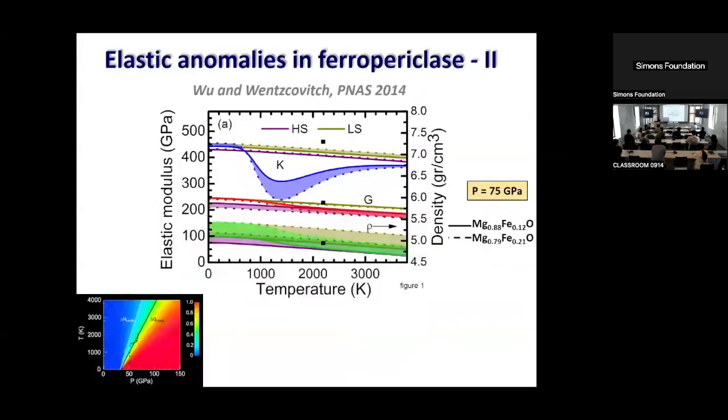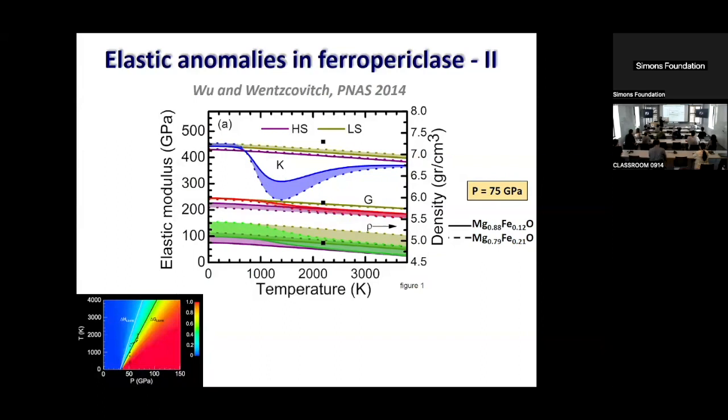So I'm going to go quickly here, 5 minutes. Okay, so what happens in ferropericlase, bulk modulus, shear modulus as a function of temperature, if you sit at 75 GPa in the mantle, which is 1,500 kilometers depth. The pressure temperature range there is 2,000 to 4,000 Kelvin, just to remind you. So as a function of temperature, if you're sitting there at 75 GPa and the temperature changes, because you have flow, hot regions rising, cold regions sinking, this is what happens to the bulk modulus. And of course, it depends on the amount of iron that you have in the sample, 12 or 21% here.